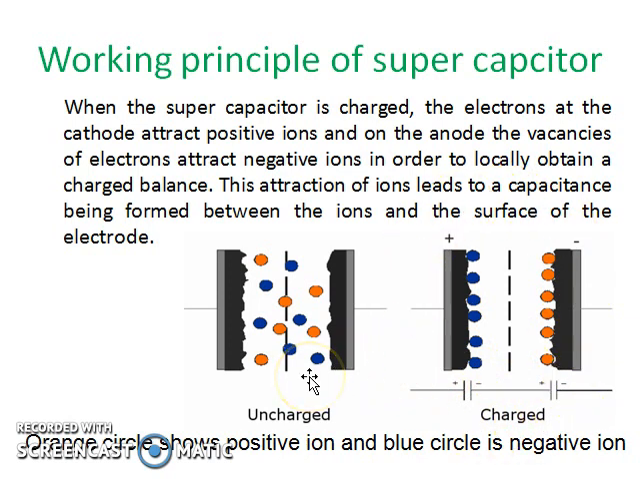In the uncharged condition, the ions are shown here, and while applying the charged condition, the positive ions in orange circles are nearer to this plate, and the blue circle, which is the negative ion, is attracted towards the positive, and this is considered the charged condition, and we store the energy in the form of charge.